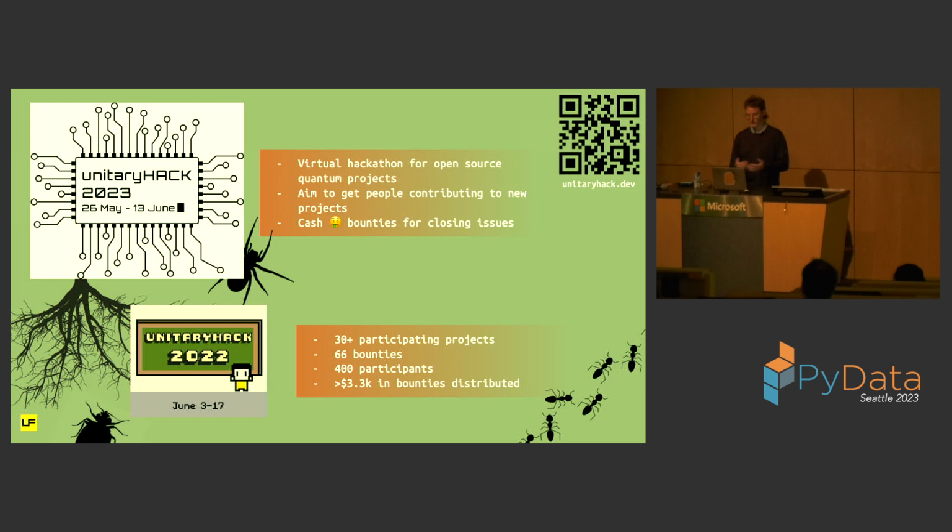The one coming up this year is 3 weeks, and during those 3 weeks, people can open up pull requests and claim the bounty if the issue is closed by their pull request. Last year we had 30 participating projects, and we distributed over 66 bounties amounting to over $3,000, and we had over 400 people participate.